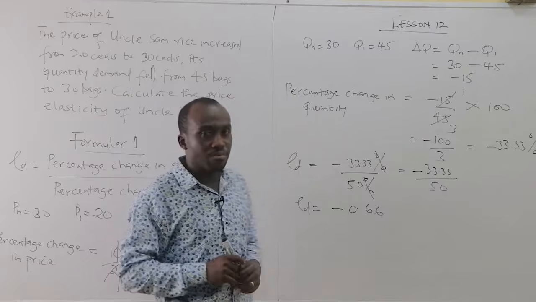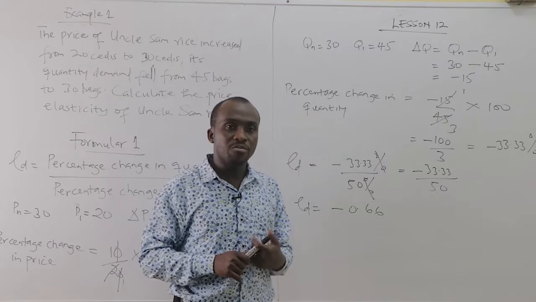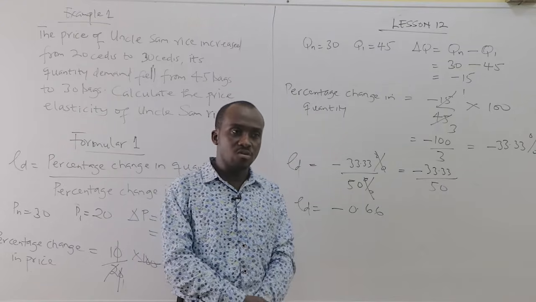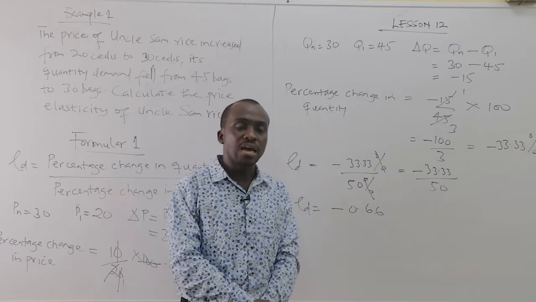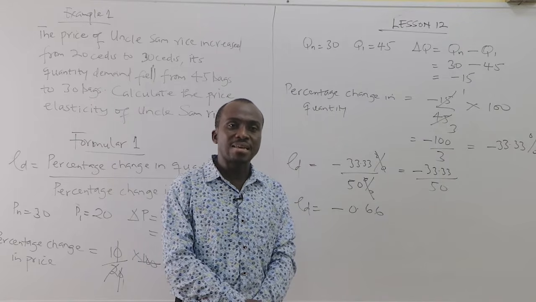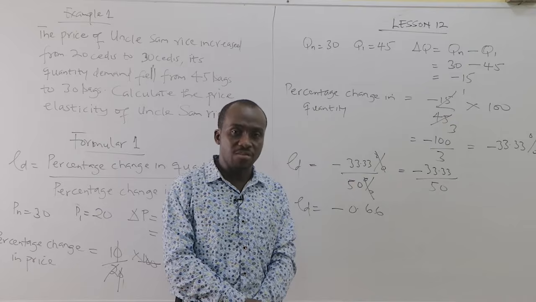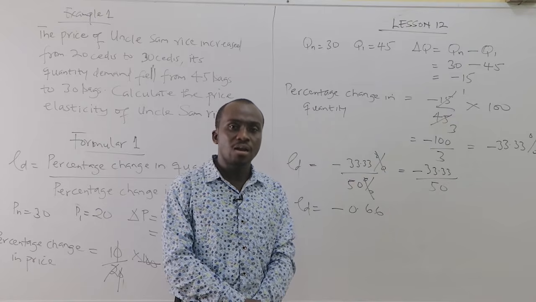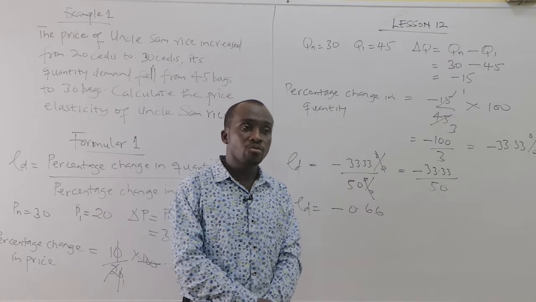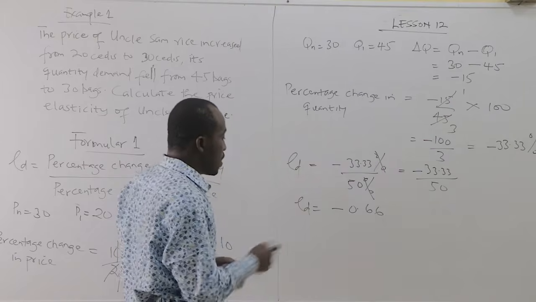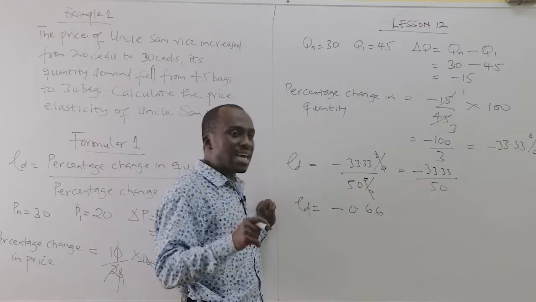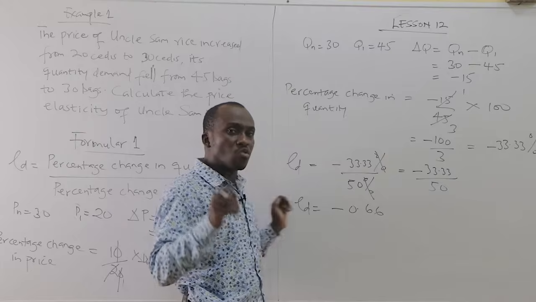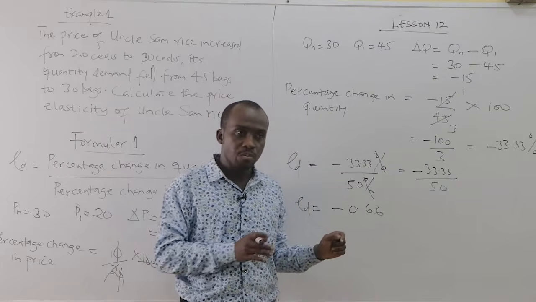So if you want to interpret, you have to take the absolute. If you want to take the absolute, it means make the figure positive. If it's negative, make it what? Positive, right? So let's take the absolute. The reason why you have to take the absolute before you can interpret is because your answer is always negative.